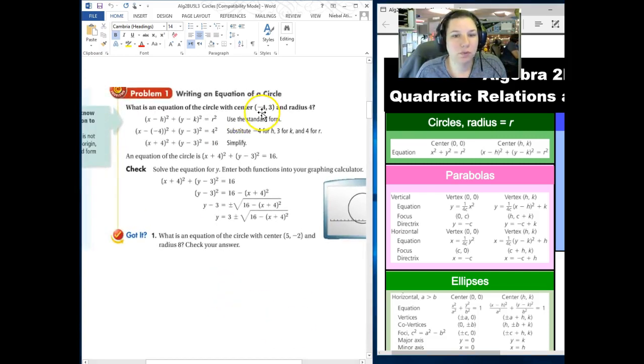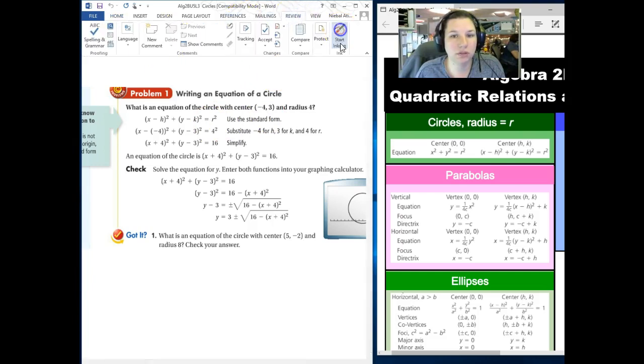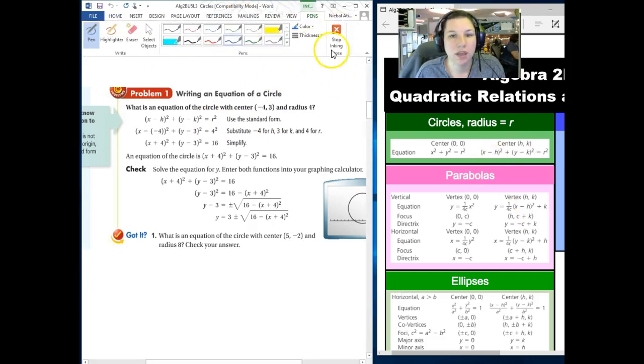What's an equation of the circle with a center of -4, 3 and a radius of 4? As soon as you see that the center is not at 0, 0, you're going to be using this equation. It's on your formula sheet right here, and then we've given it to you here.